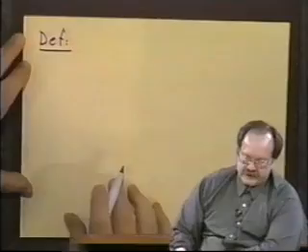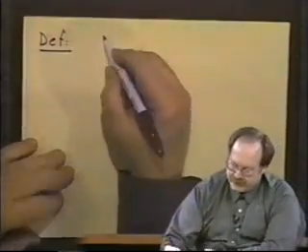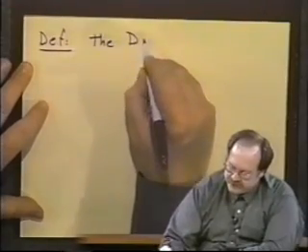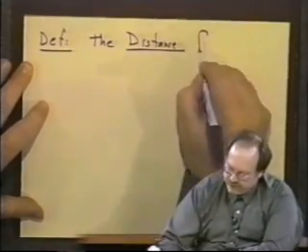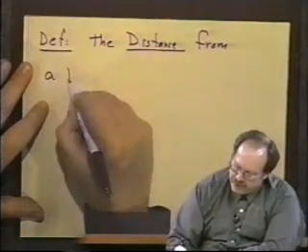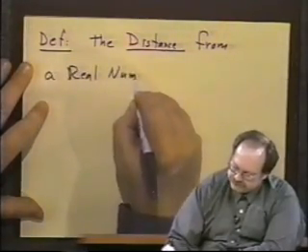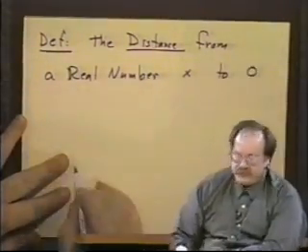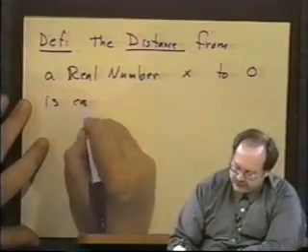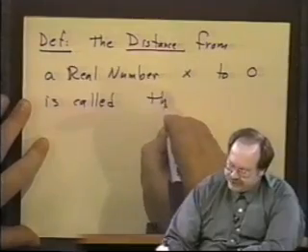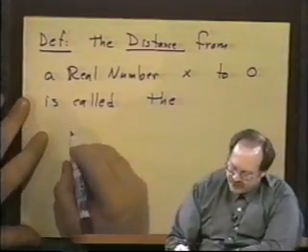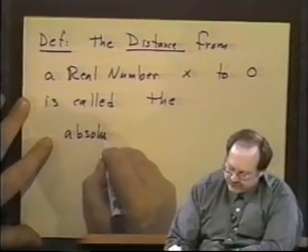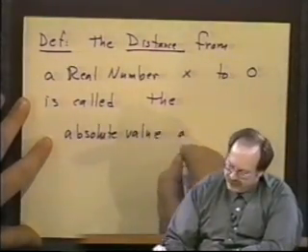Definition. Before we talk about the distance between two arbitrary points, we're going to take the distance between an arbitrary number and a fixed point, the 0 point. And here it is. The distance from a real number x, we'll just call it x for the time being, to 0, which is the origin, is called, now this is a name that probably could be better, but we'll give you the name. This is called the absolute value of x.